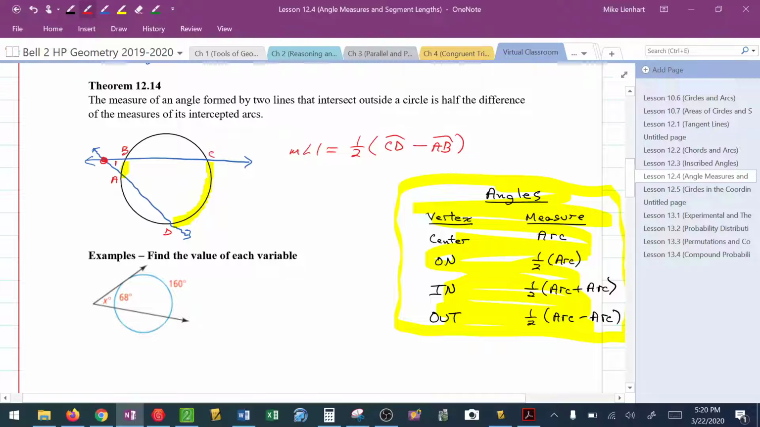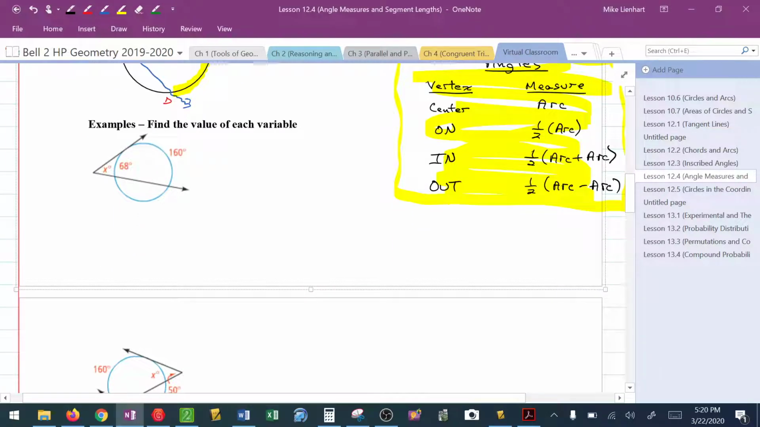So I look at this first example here. I notice the vertex is out. If the vertex is out, I know that the angle will be half the intercepted arcs subtracted. Literally, it's that easy. So then x would be half of 92, so x is going to be 46 degrees.